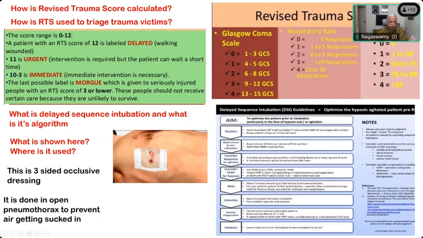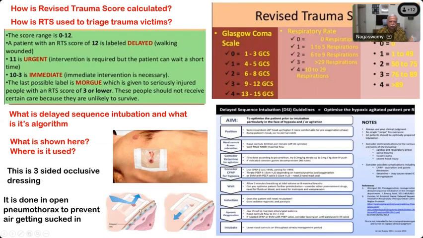So how does it work? It is done in open pneumothorax, not in tension pneumothorax. It is done in open pneumothorax to prevent air getting sucked in, and the mechanism is like this. When the patient breathes out, the air comes out through this gap. But when he breathes in, the atmospheric air is not able to enter because this film will stick to the chest wall and prevent the air entering. So it will prevent the open pneumothorax from getting worse.